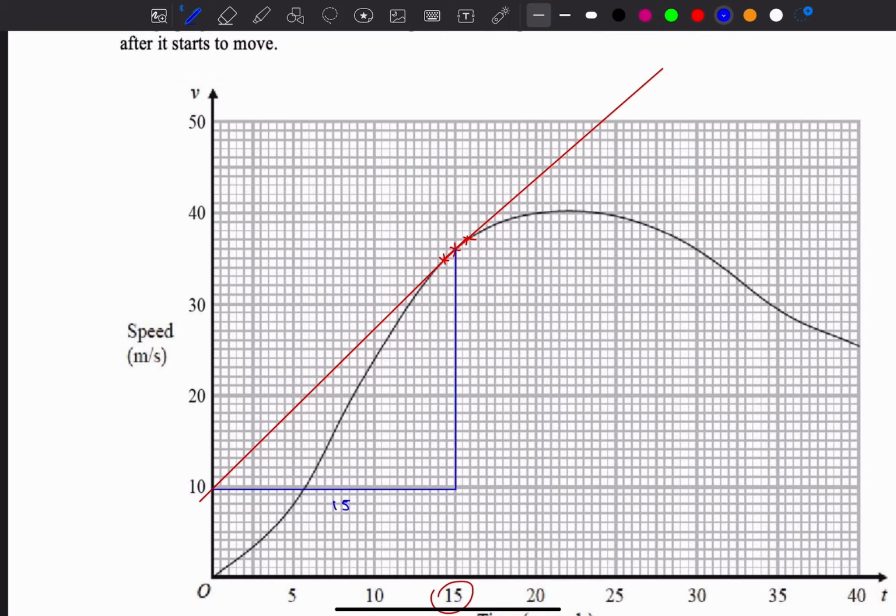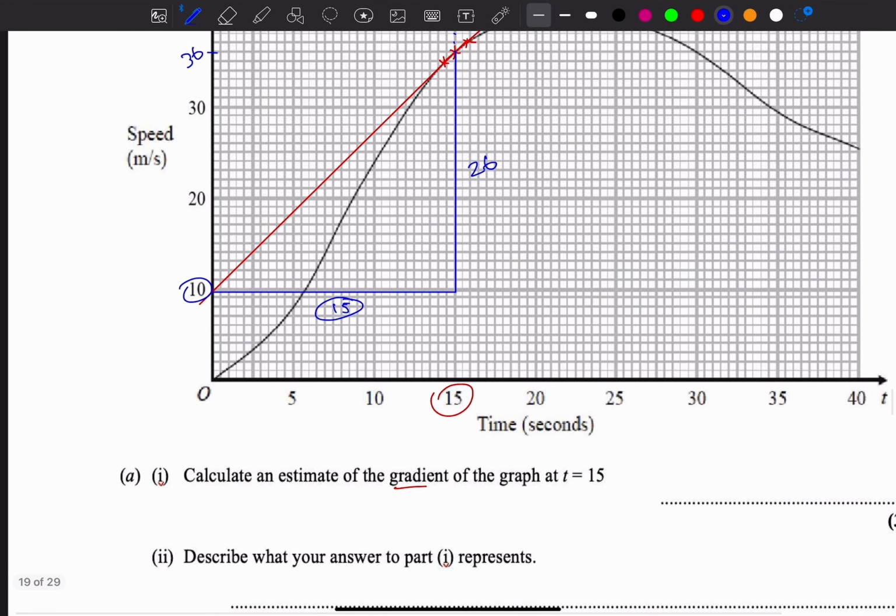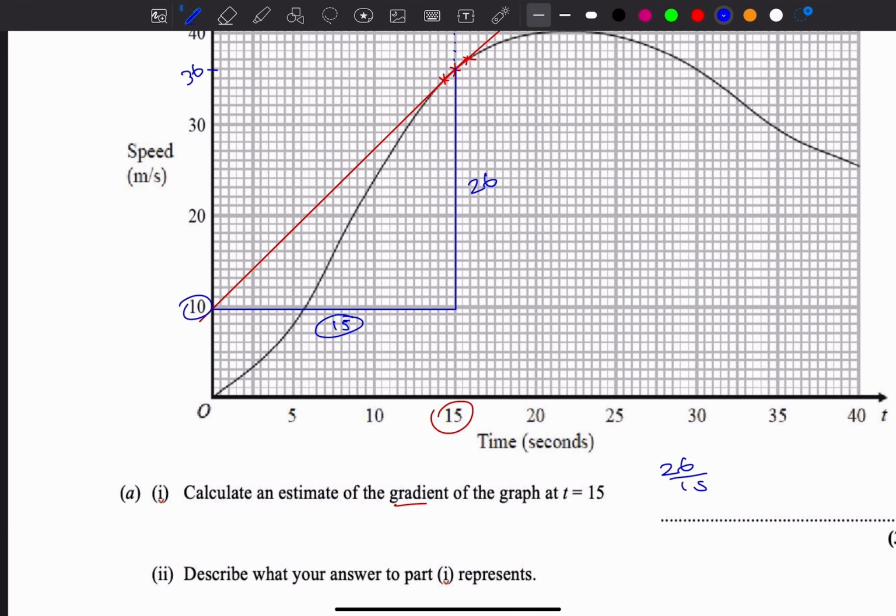That bottom one is 15. I can see that. That starts at 10. That's 40, 39, 38, 37, 36 roughly, I think. 36 to 10 is 26. So what is my gradient? 26 out of 15.